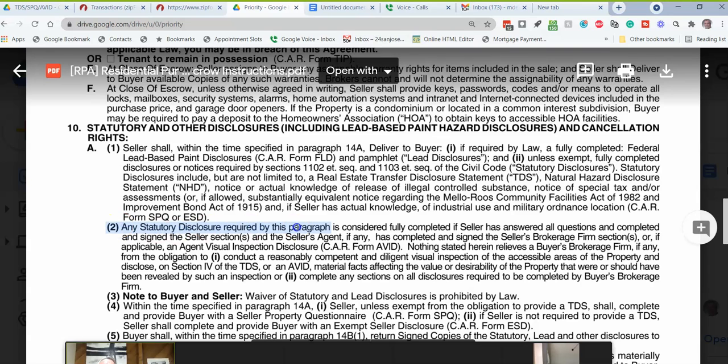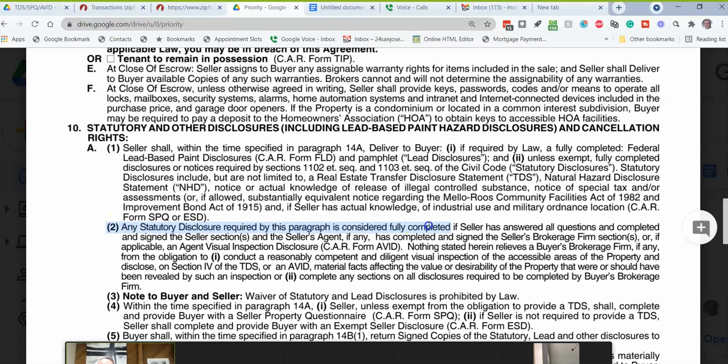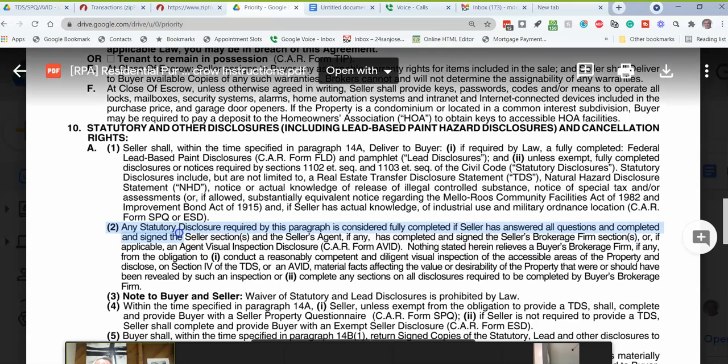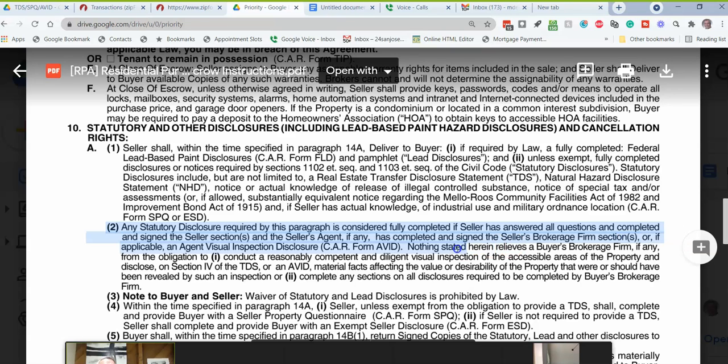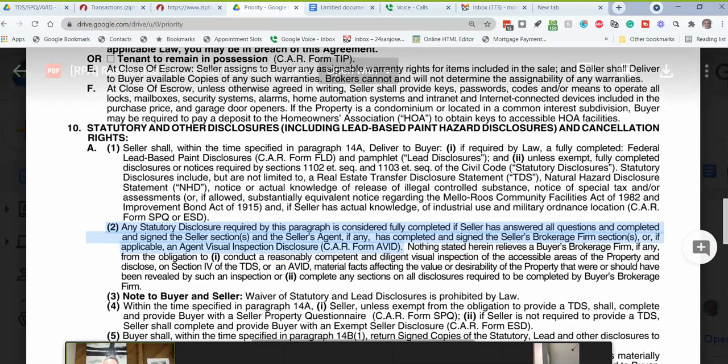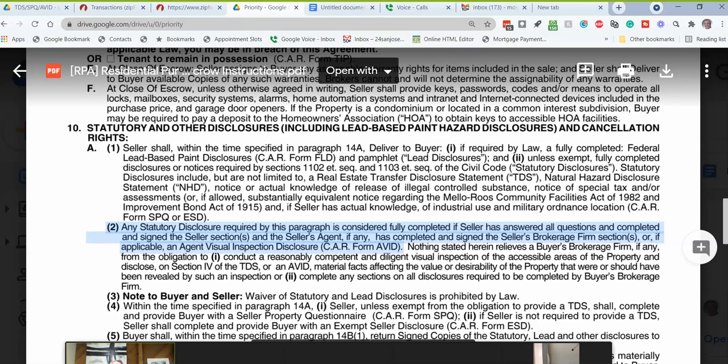Then it says in 10A2, any disclosure required by this paragraph is considered fully complete if seller has answered all questions and completed and signed the seller sections, and the seller's agent, if any, has completed and signed the buyer brokerage firm section, or done an AVID. Now, notice what's missing from that paragraph is a reference to the buyer's agent. And it goes on to say that nothing stated herein relieves a buyer's brokerage firm, if any, from the obligation to do an AVID. It's just not part of the contract.